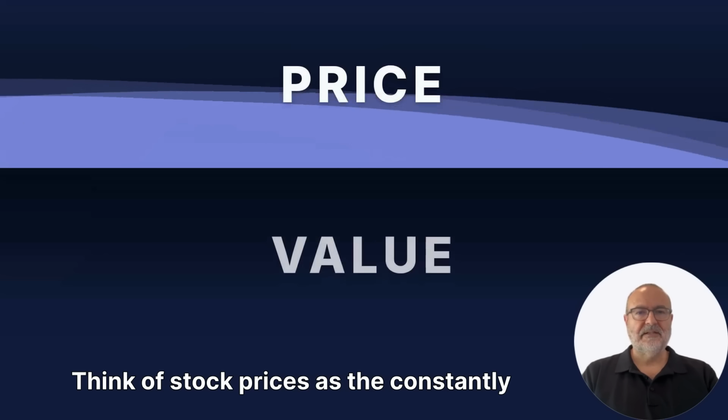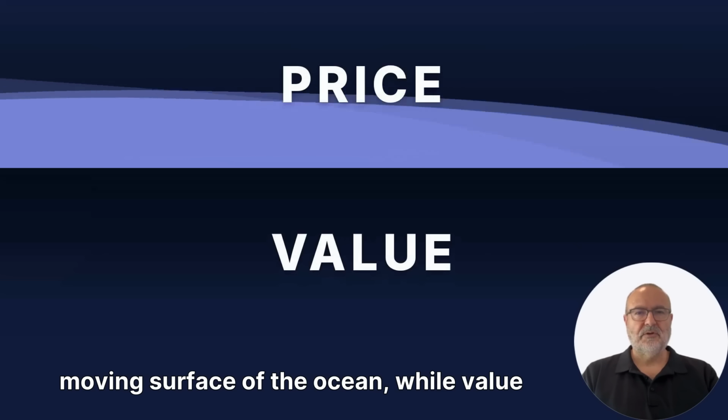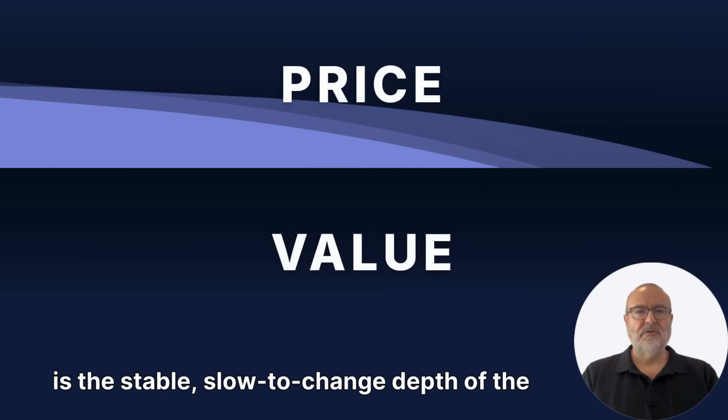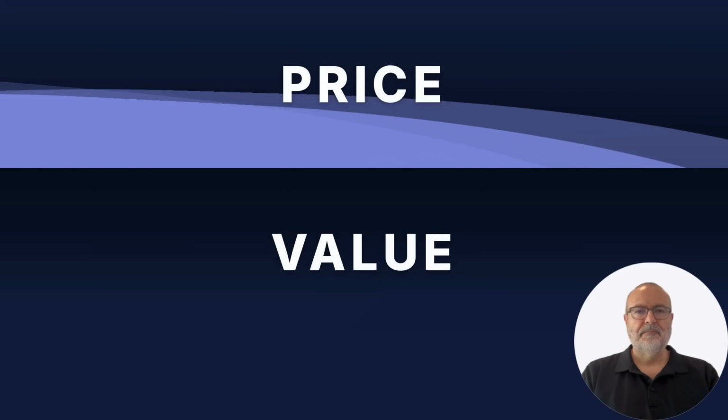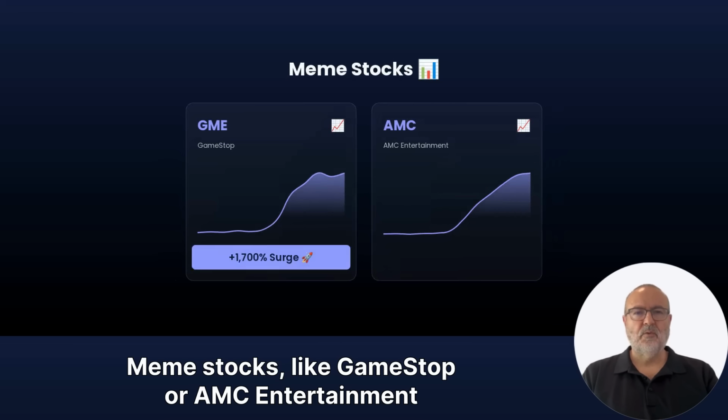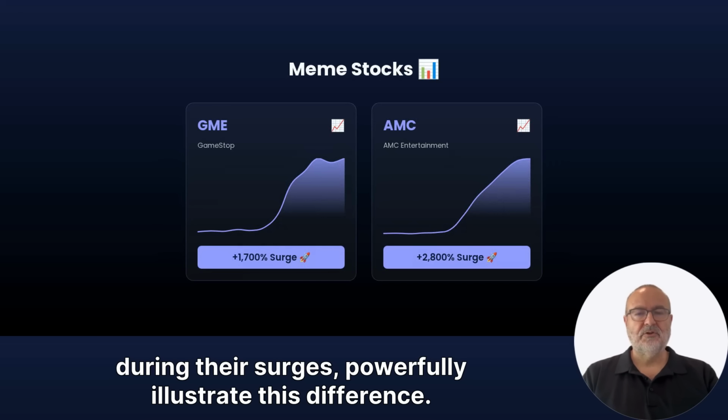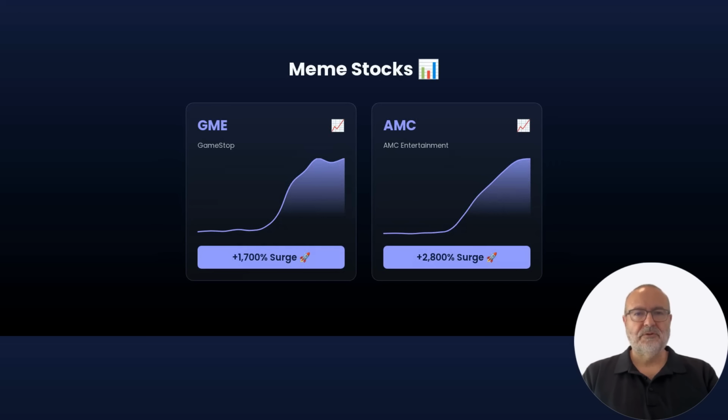Think of stock prices as the constantly moving surface of the ocean, while value is the stable, slow-to-change depth of the ocean. Meme stocks, like GameStop or AMC Entertainment during their surges, powerfully illustrate this difference.